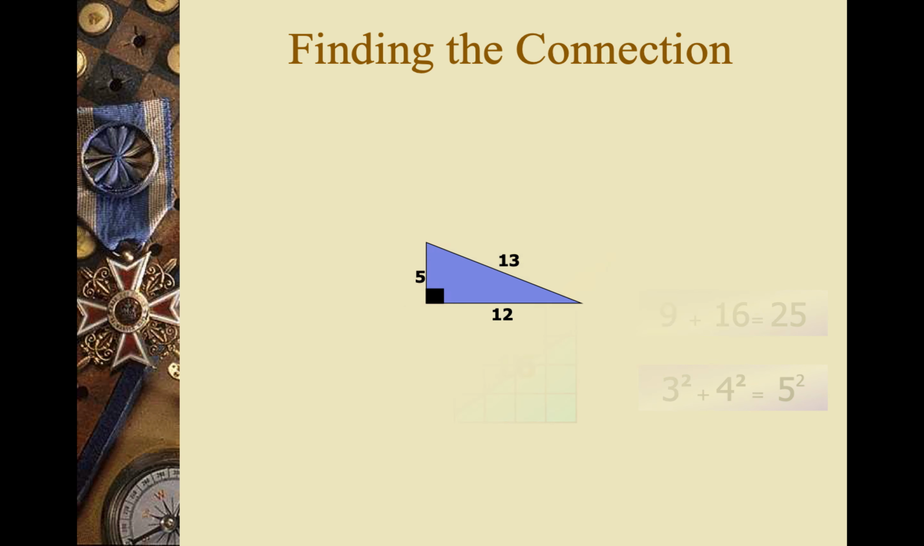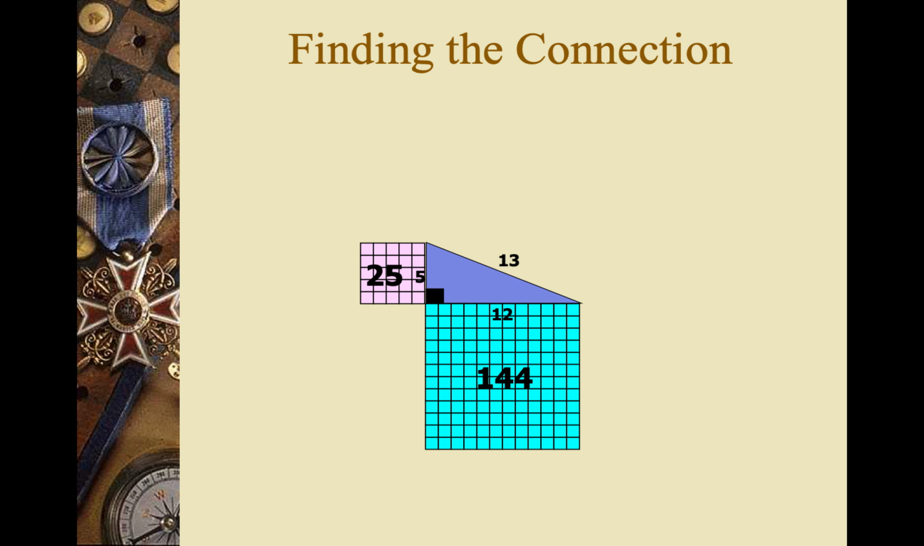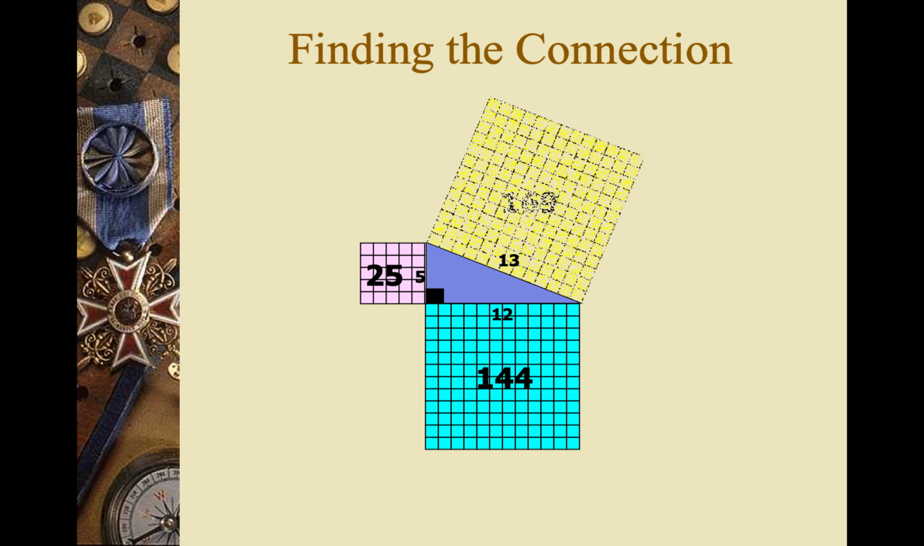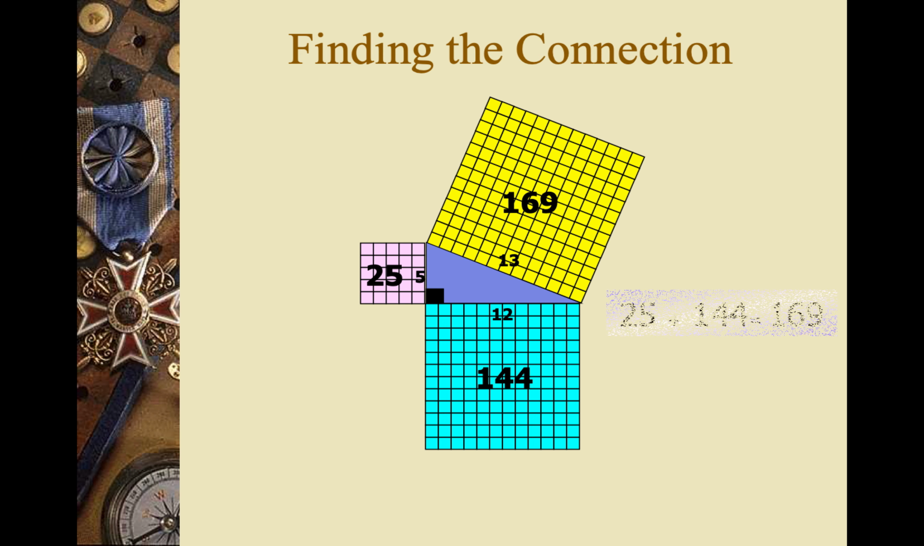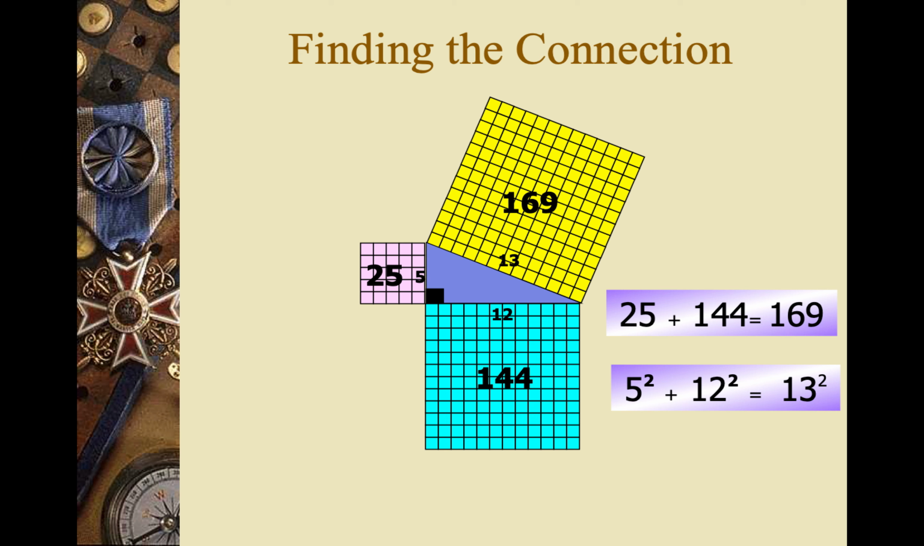So let's look at another right angle triangle. This time it's got sides 5, 12 and 13. We'll draw a square off the 5 side, and that gives us 25 boxes. A 12 by 12 square would give us 144 little squares, and a 13 by 13 square off the long side would have 169 boxes. And sure enough, 25 add 144 is 169. In other words, 5 squared plus 12 squared is 13 squared.